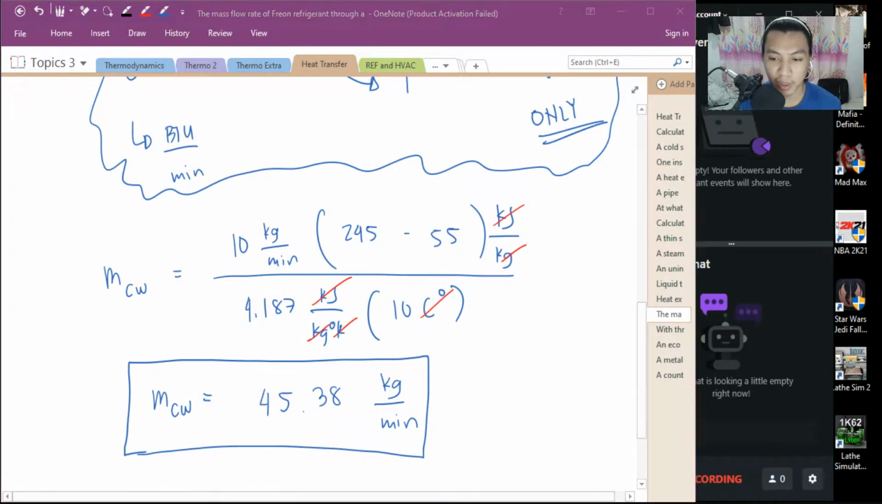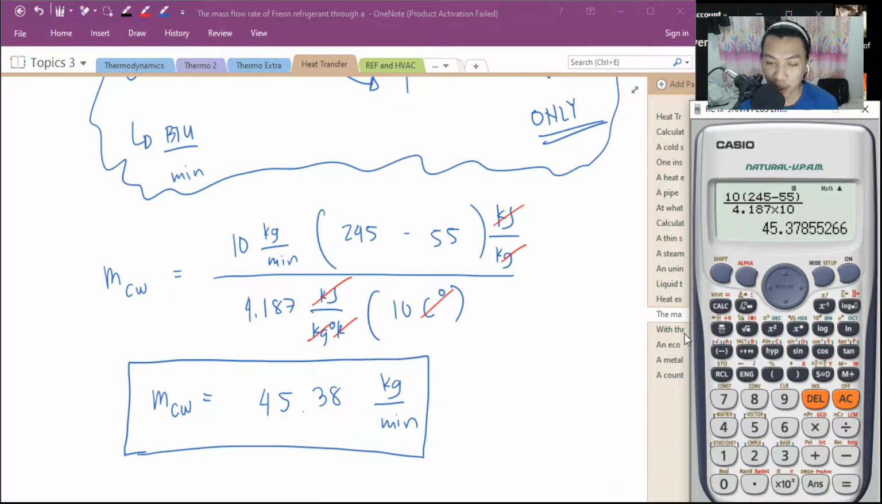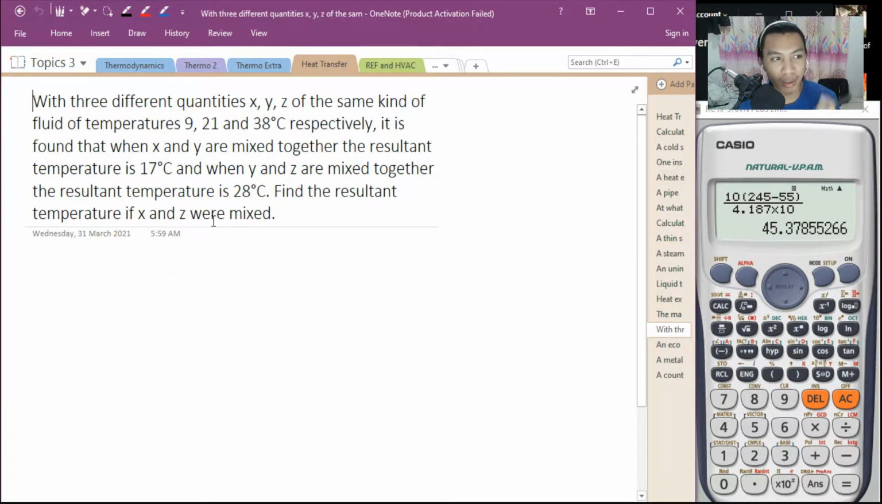Okay, so let us continue with the last part ng ating discussion about heat transfer. So after this, meron akong 10 problems, extra problems para isolve natin siya. So ito na yung next problem. That is problem number 14. Let me just read it first.